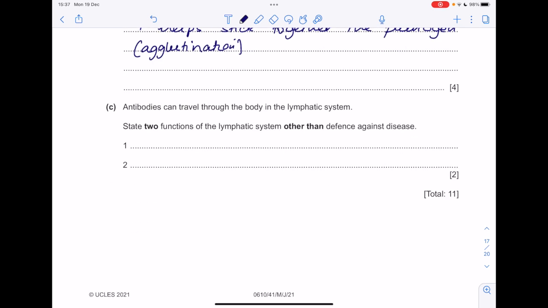Antibodies can travel through the body in the lymphatic system. State 2 functions of the lymph system other than defense against disease. The lymphatic system is needed in the transport of fat and also helps drain tissue fluid.